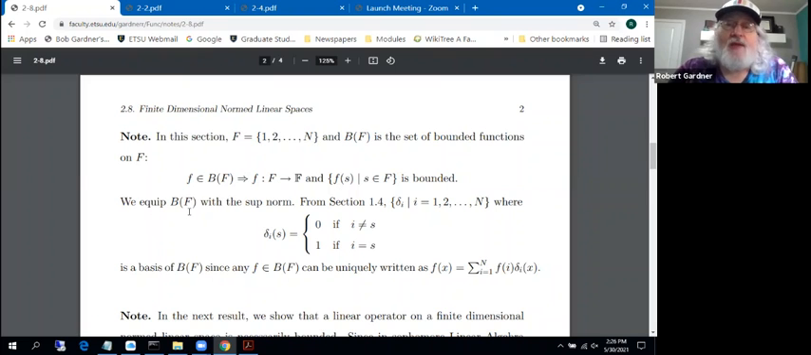We'll equip this set of bounded functions with a sup norm. By the way, it'll be a maximum norm because whenever we choose a function f, associated with it are capital N, say real numbers. Pick the biggest one in absolute value, and that would be the sup norm. So since we're dealing just with a finite set, I don't need the supremum. We get away with a maximum.